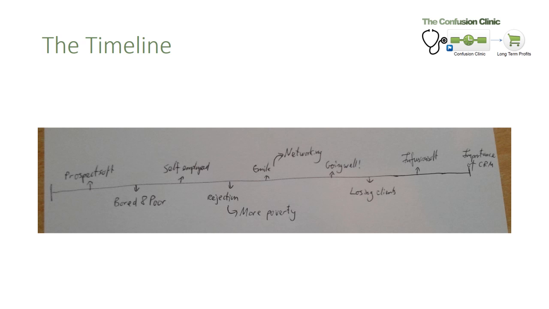Then I got bored and I got poor and I decided to leave work. And then I embarked on the self-employment journey, which is an up. Then I experienced all sorts of rejection and more poverty, which is another down. So you can have multiple downs in succession and multiple ups in succession.